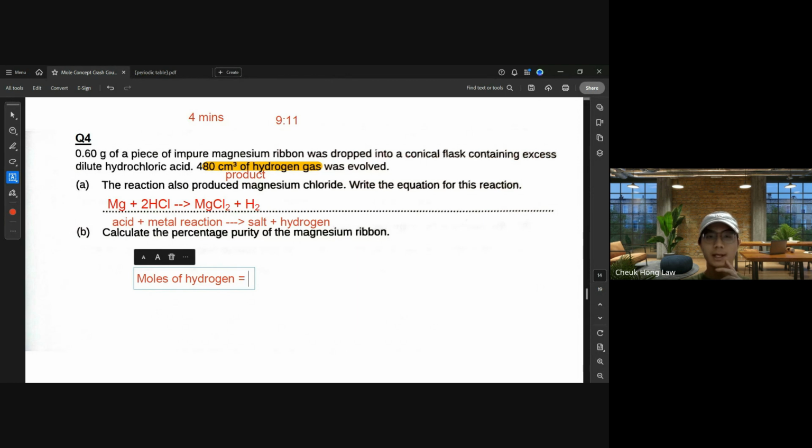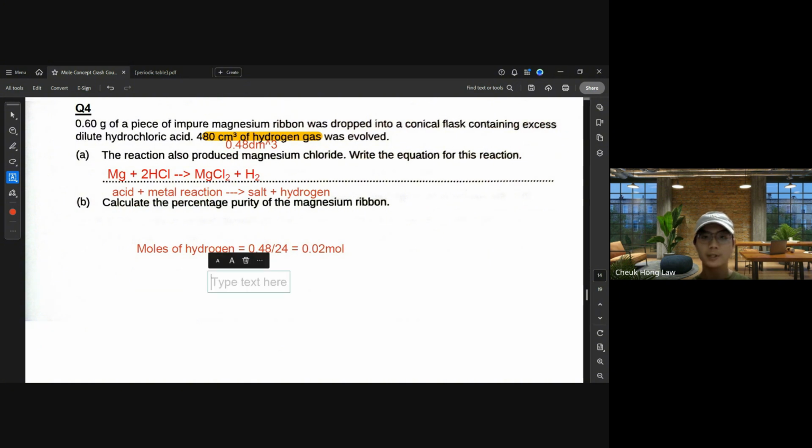So first I convert cm cube to dm cube. Okay, I'll take 480 divided by 1000. So I get 0.48 dm cube of hydrogen gas. And this will be the amount that I divide by 24. Okay, so 0.48 dm cube divided by 24 dm cube. Then you put it in your calculator, 0.02. Okay, so 0.02 moles of hydrogen.